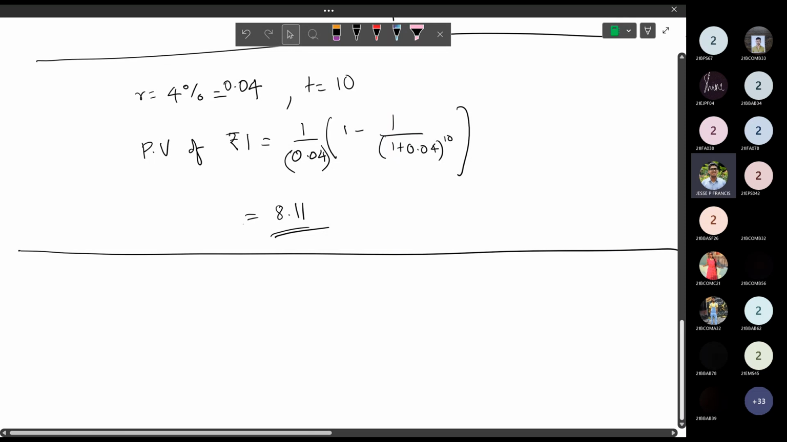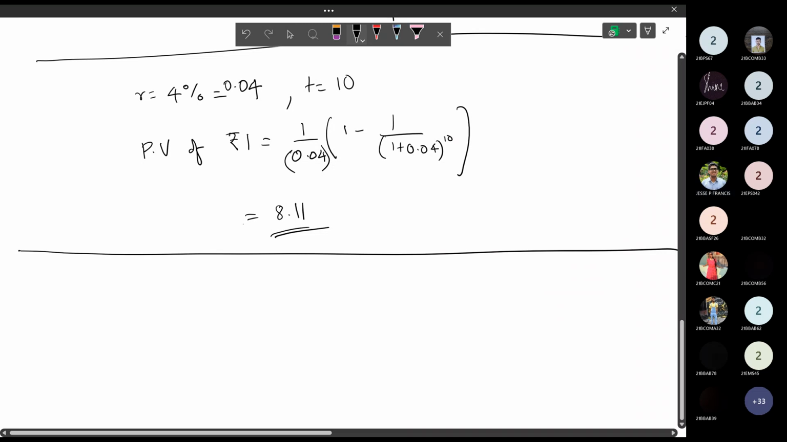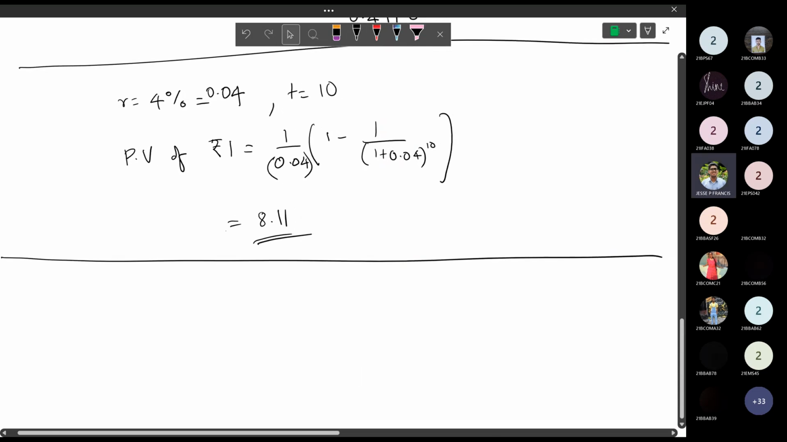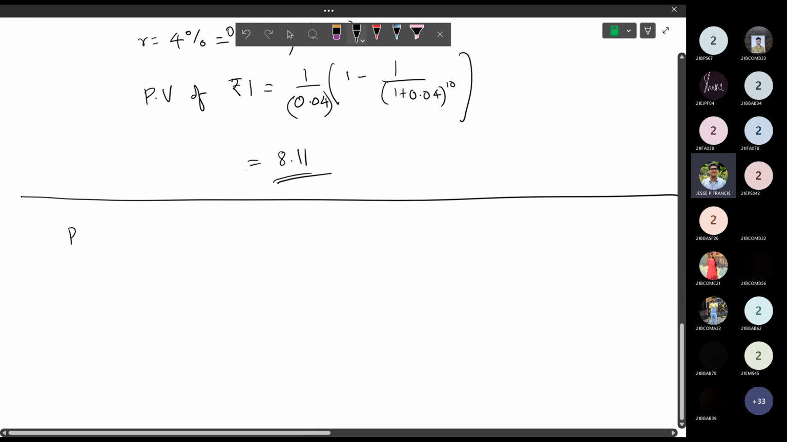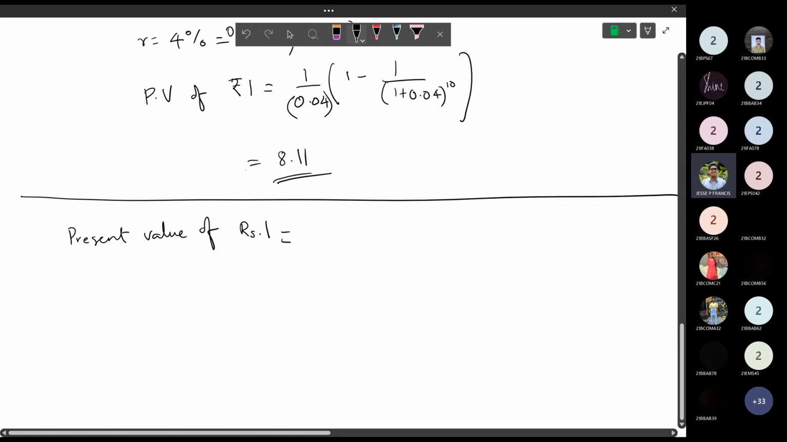Next question. Now let's tweak the formula a bit, because the present value of an annuity can be given by the annuity A into the annuity factor found from the table.